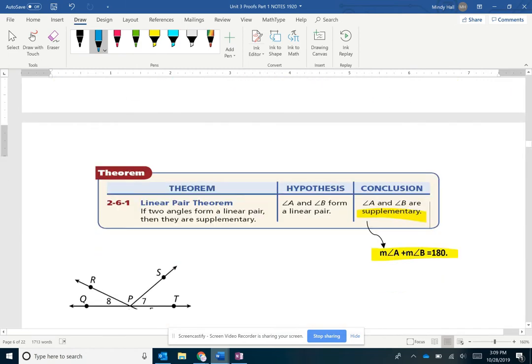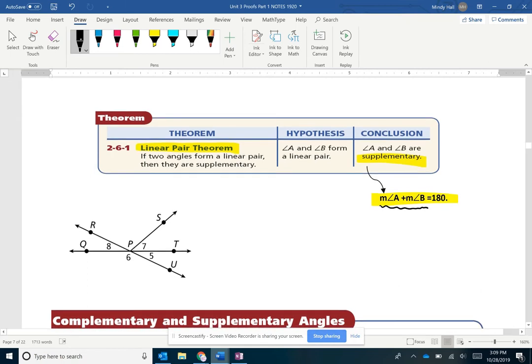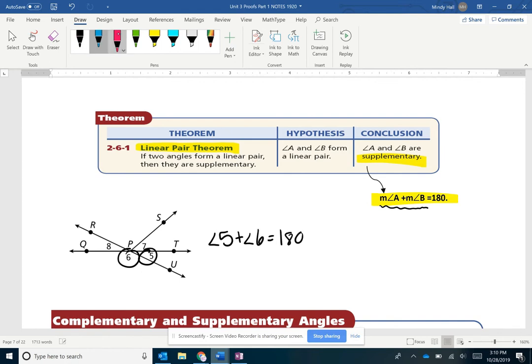So for our theorem, we have the linear pair theorem, and that basically just says that the two angles added together are supplementary to each other. So you can have the measure of one angle plus the measure of the other angle equals 180 degrees. So if you notice, we could say angle 5 and 6 in this picture is a linear pair. So then we could say angle 5 plus angle 6 equals 180. Or if we wanted to use 6 and 8, measure of 6 plus angle 8 would also equal 180.